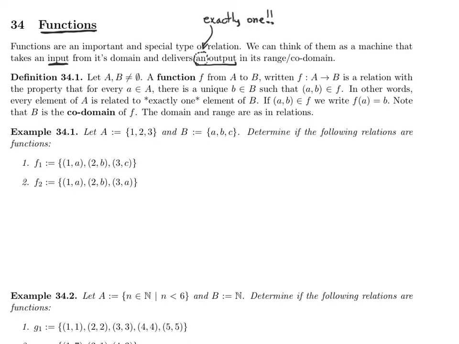And again, more formally, what's the property of a relation that makes it a function? It's that for every element in the domain A, there's a unique element in the codomain B, such that A is related to B under this relation. We call it F. Every element of A is related to exactly one element of B. And thinking of it as an input-output machine, instead of writing A, B as an ordered pair, we usually write F of A equals B, or whatever the name of your function is.